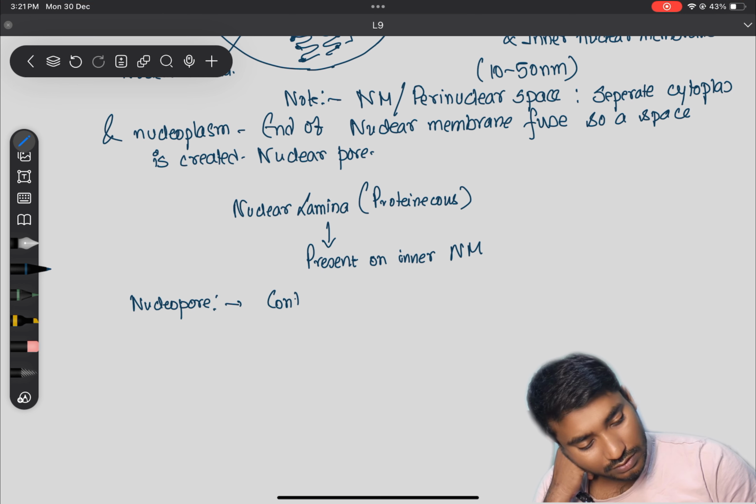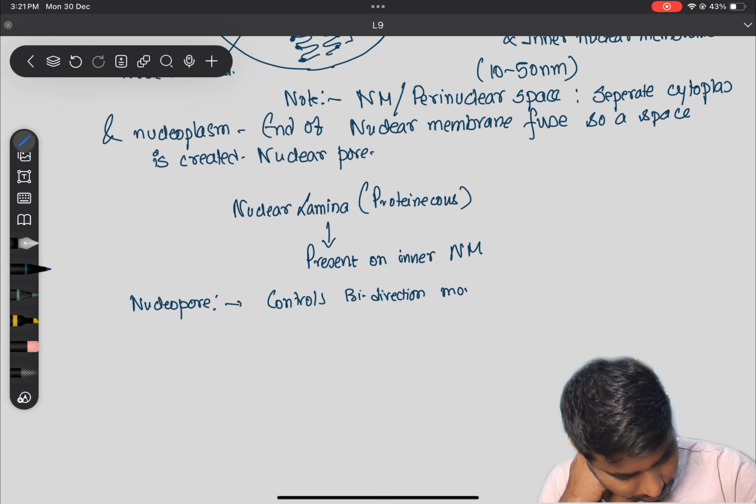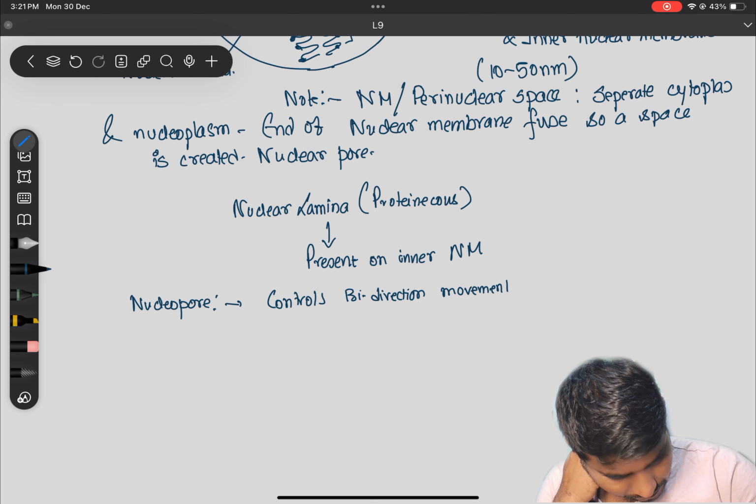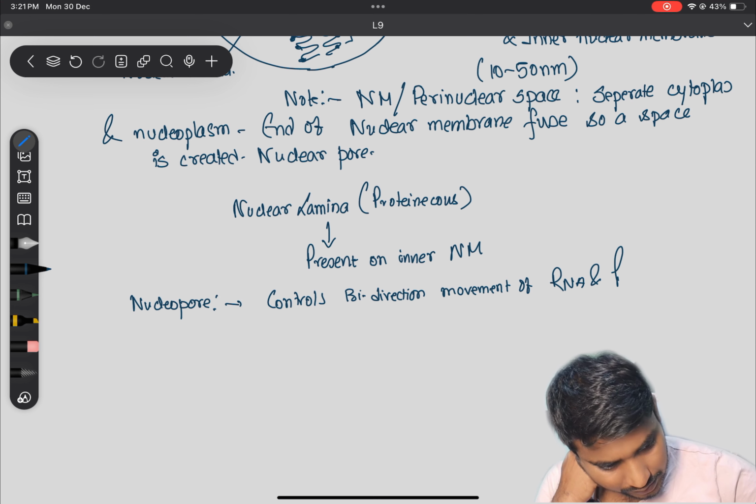And the nucleopore controls the bidirectional movement of RNA and protein.